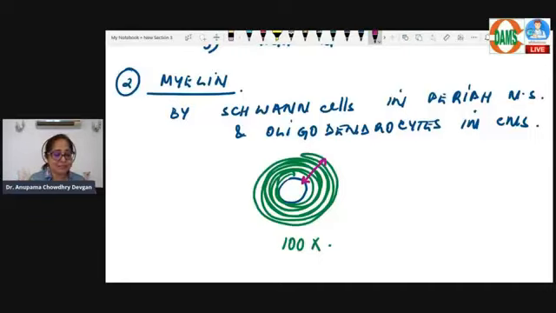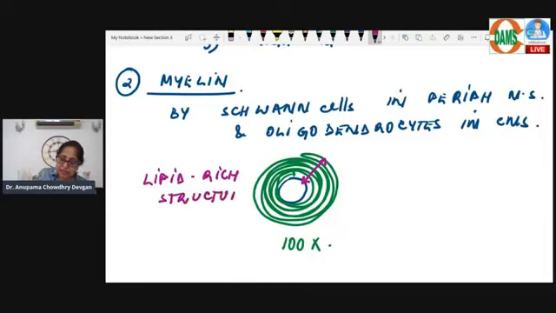The membrane of the Schwann cell is rich in lipids, sphingomyelin. And so the myelin will be a lipid-rich structure. This is lipid.